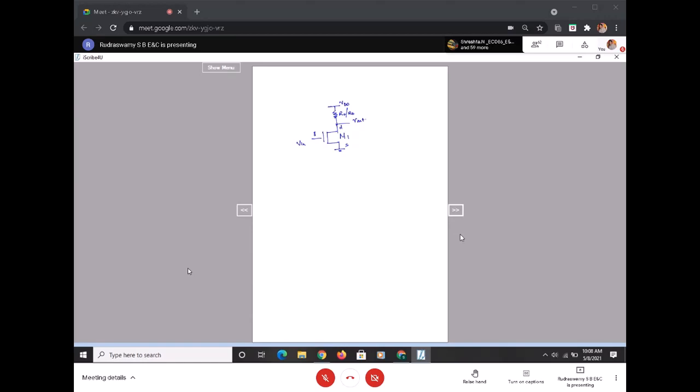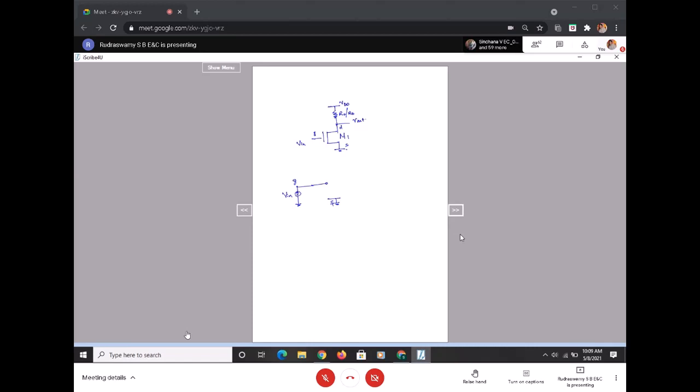Now I'm replacing the active with the passive just for our understanding. We know that the source is at ground potential, and the gate is where we are applying the input. So we have the gate terminal and the source terminal, and between gate and source I'll apply my Vin. My source is grounded here.